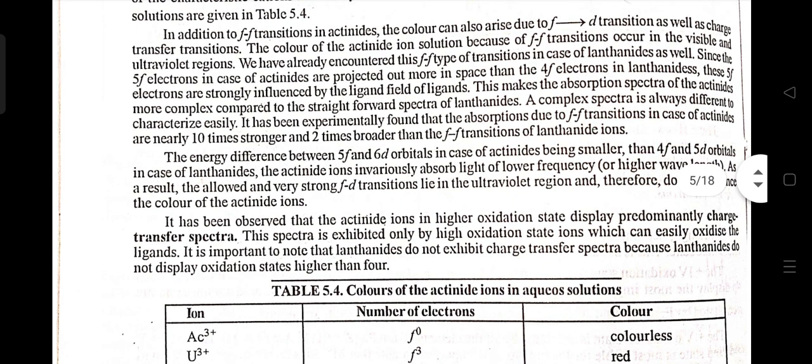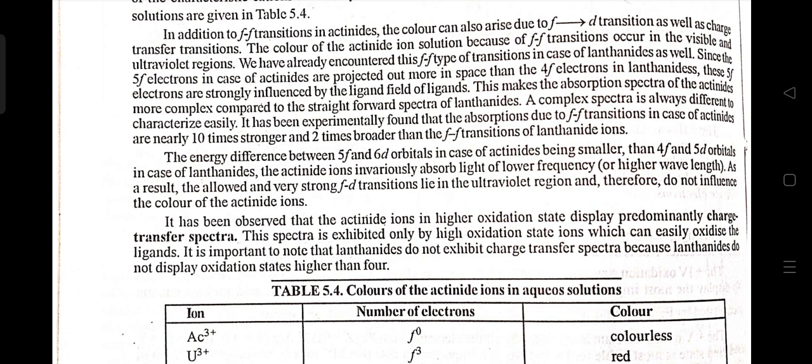In addition to the f-f transition in actinides, color can also arise due to f-d transitions as well as charge transfer transitions. The color of the actinide ion solution because of f-f transition occurs in the visible and UV regions. We have already encountered this f-f type transition in the case of lanthanides as well.